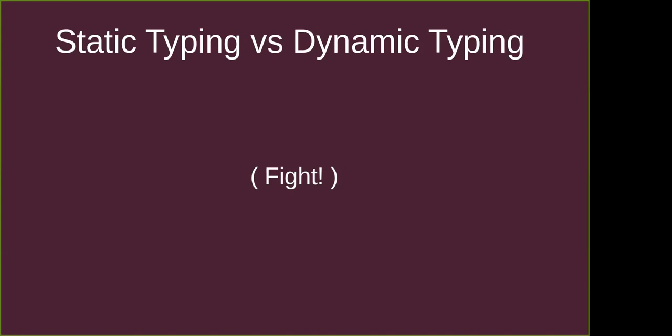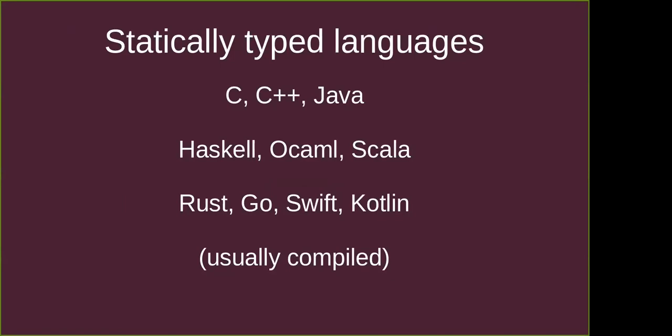So first off, statically typed languages: you're talking about C, C++, Java, and then among functional languages, Haskell, OCaml, Scala, and then some more recent languages like Rust, Go, Swift, and Kotlin are all statically typed, and usually statically typed languages are compiled as well. Those tend to go together. So those are some of the statically typed languages, just to get that onto the board.